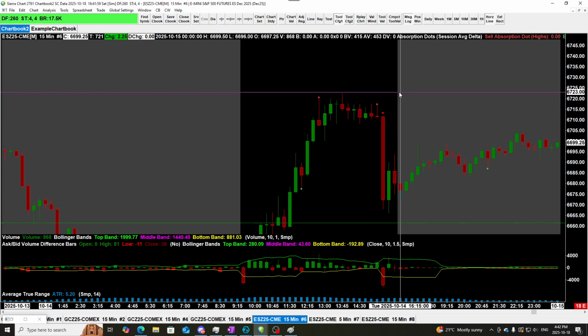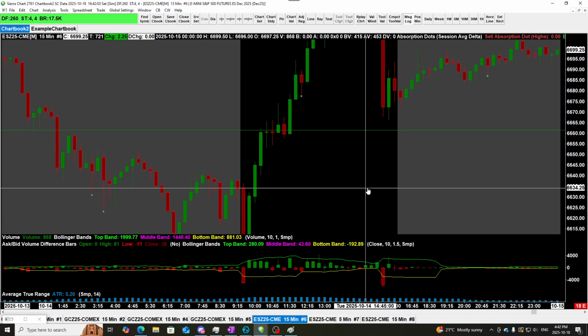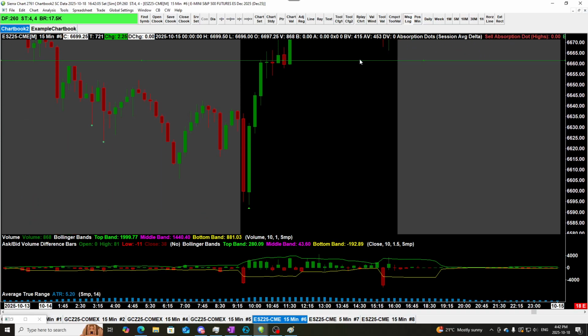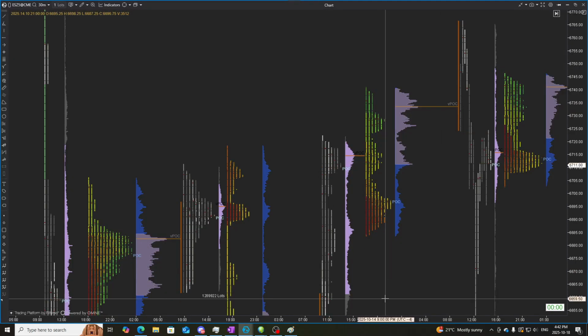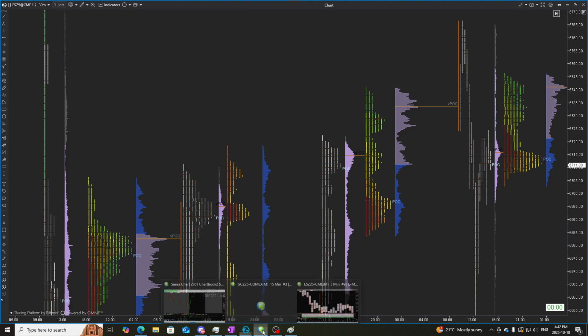Let's mark this as high and let's mark this as low, or let's mark the value area low, which was 66.61.